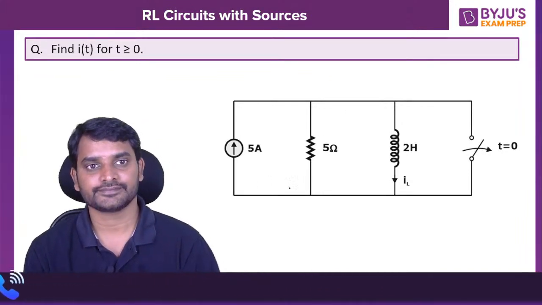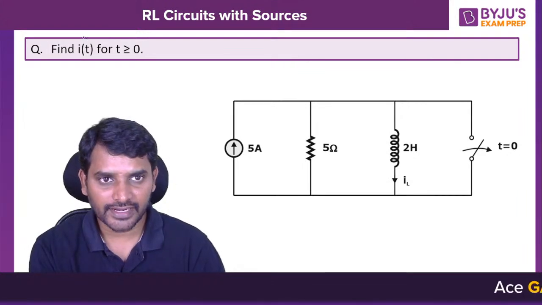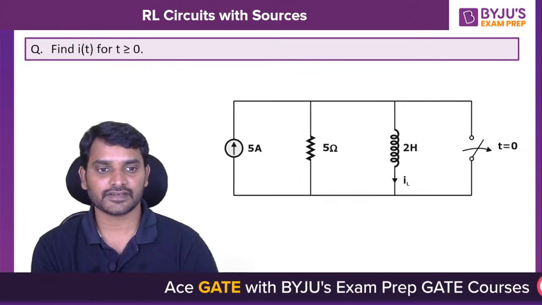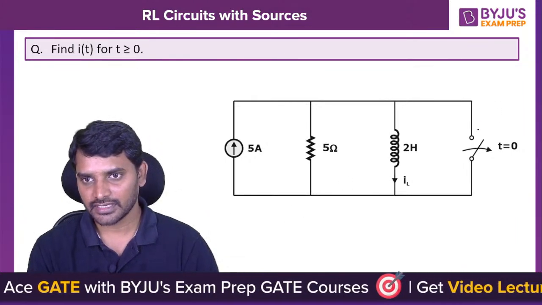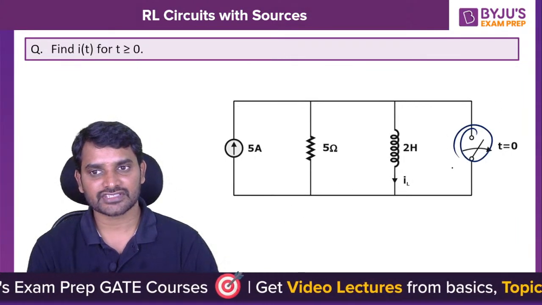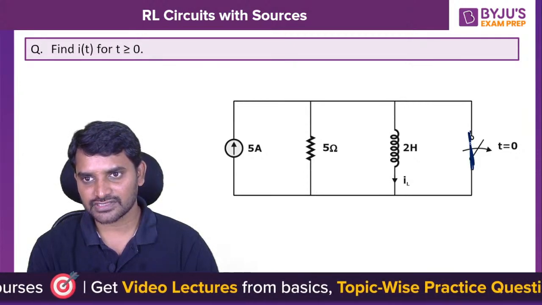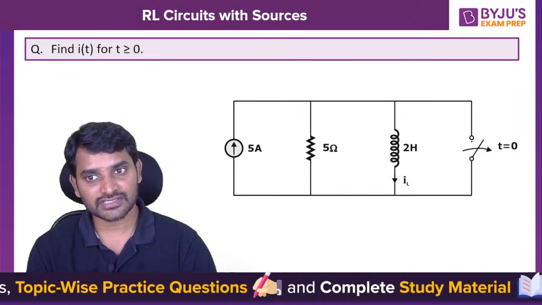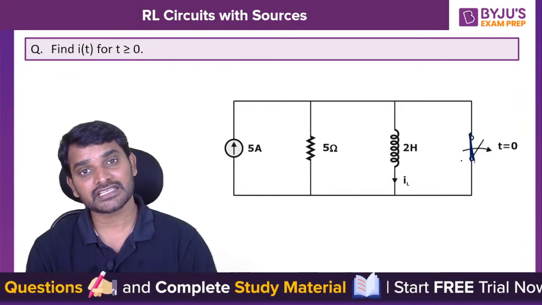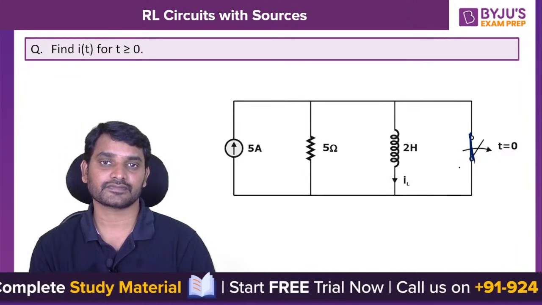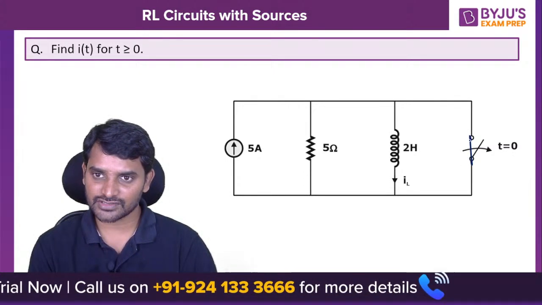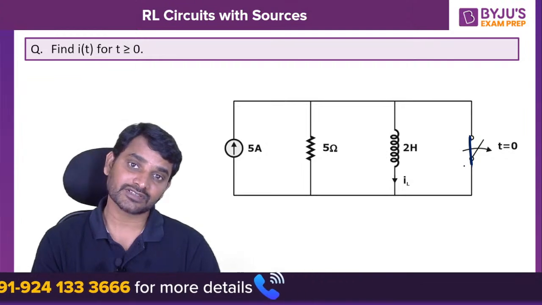Look at this one. Find i(t) for t greater than 0. Here is the switching instant. Let us assume the switch is closed here, and the switch is opened at t equals 0. That means the switch is closed from minus infinity to 0 minus, because I am opening the switch at t equal to 0.